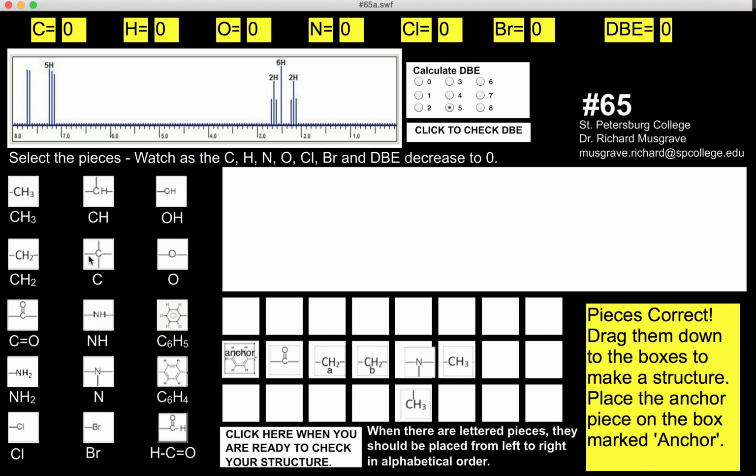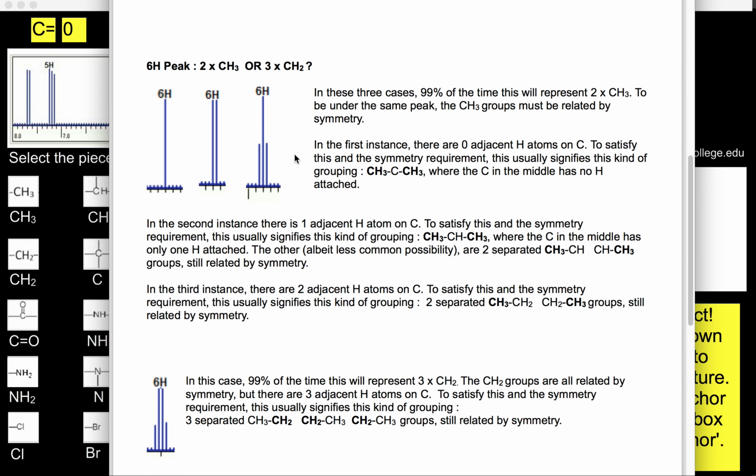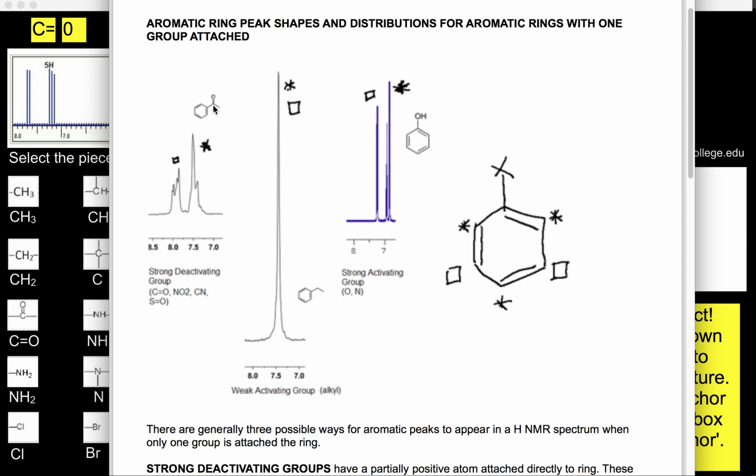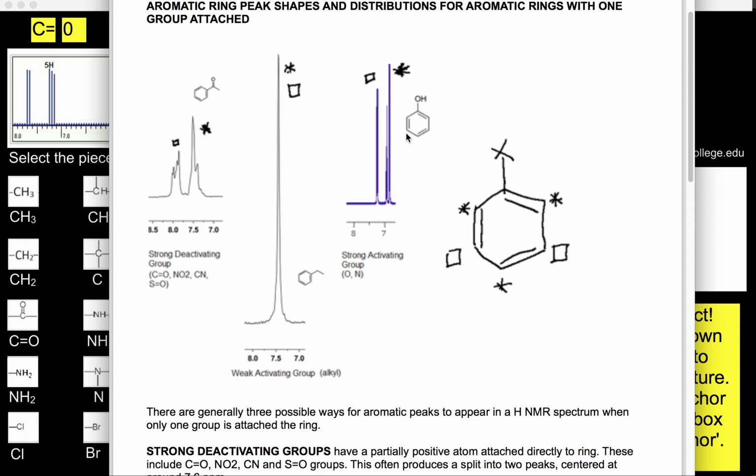One other clue that I can get here is from the splitting in the aromatic region. What we notice is that when a C double bond O group is attached to an aromatic ring, it tends to split the ring into 2 peaks, and they're centered usually a little bit over 7.5 ppm. And if we have an oxygen or something equally activating on the ring, it tends to split the ring in 2 and center it around 7 ppm. And an alkyl group will just generally leave it as a single peak.